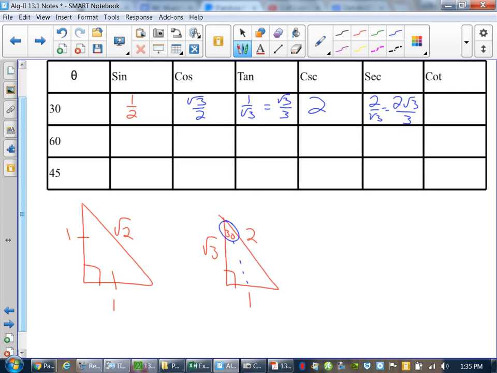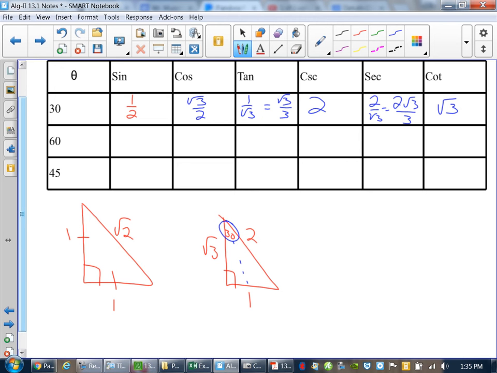And then I go back to my cotangent. Cotangent is going to be the inverse of tangent. Well, before I rationalized tangent, I had it written as 1 over root 3. If I flip that, I get root 3 over 1. So what's the cotangent of 30? Root 3. Okay?